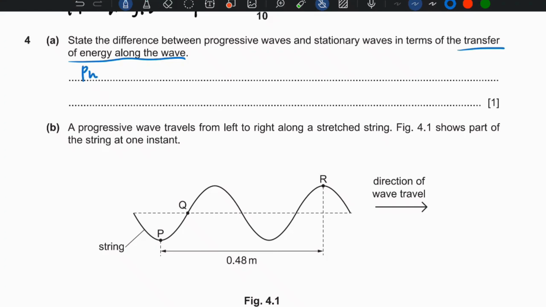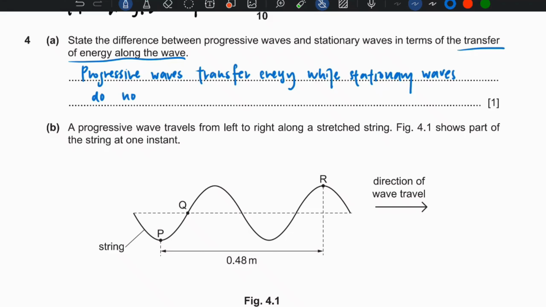So progressive waves transfer energy, while stationary waves do not transfer energy. So this question is actually very nice to you. They specifically told you, in terms of transfer of energy, so don't miss out this 1 mark.